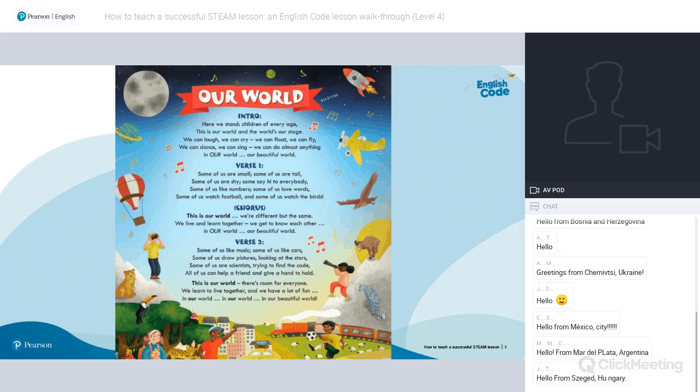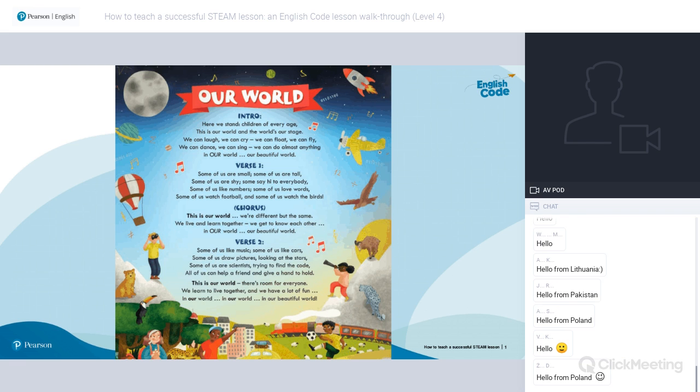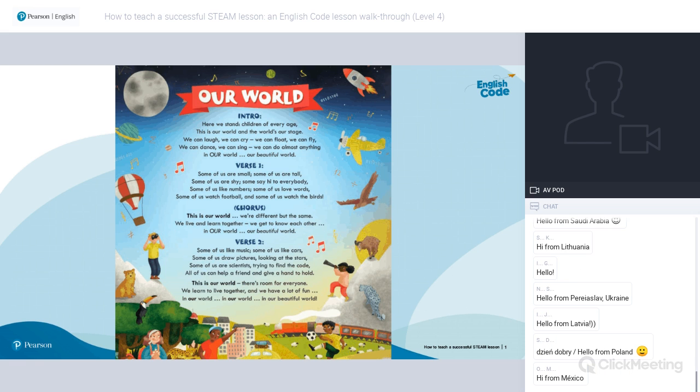Children of every age. This is our world, and the world's our stage. We can laugh, we can cry, we can fly, we can dance, we can sing, we can do almost anything in the world. A beautiful world.